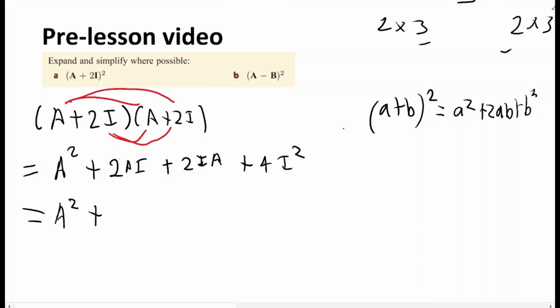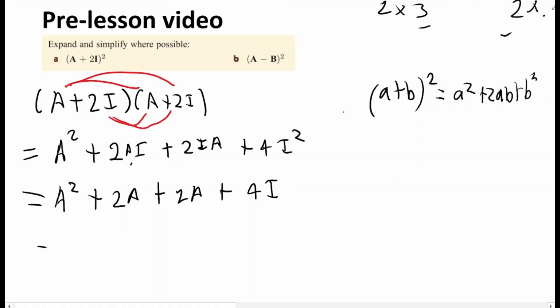A squared plus, this thing here is just 2A, because A times I is just A, and then again 2A, and then 4I squared can stay just as 4I because I squared is I, just like our 1 squared is 1. All right, that becomes A squared plus 4A plus 4I. That's how this simplifies down.